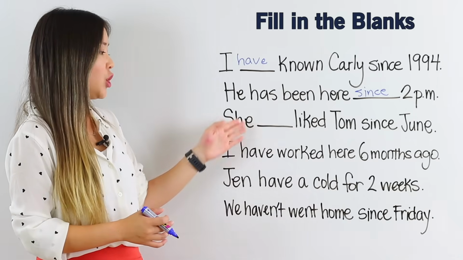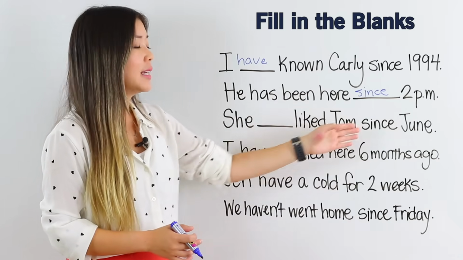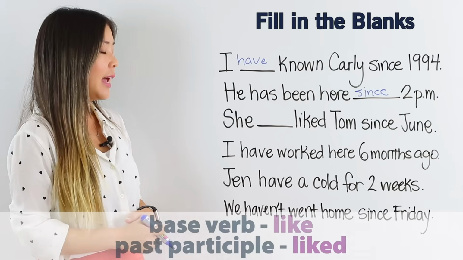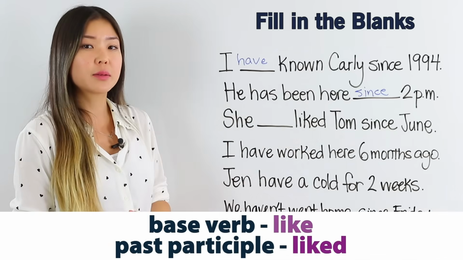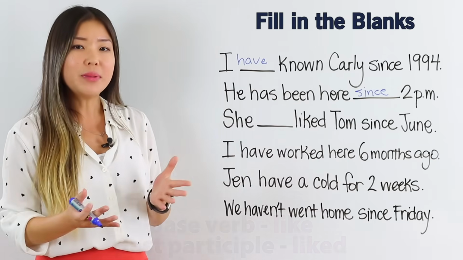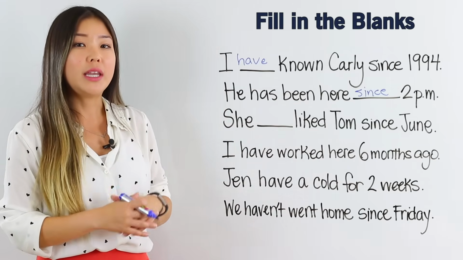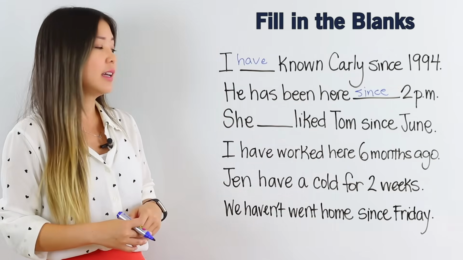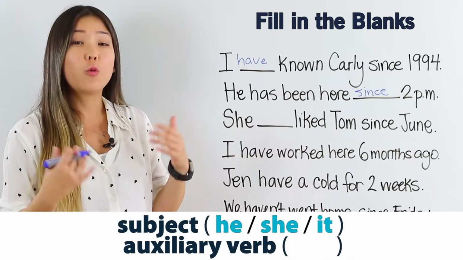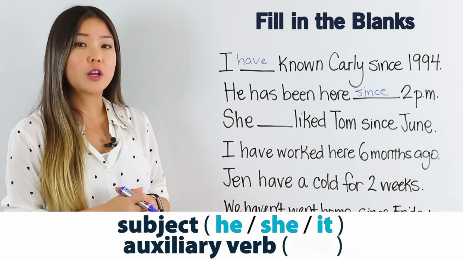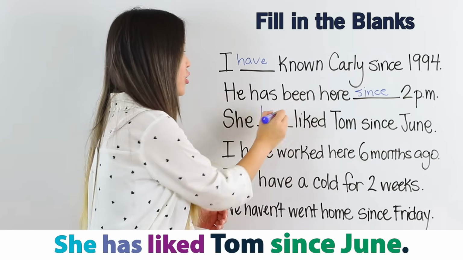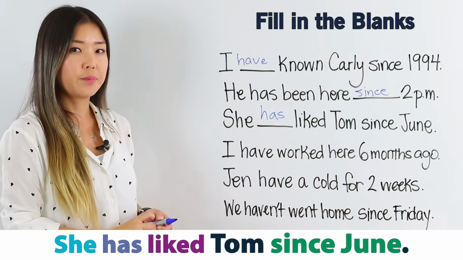Next, it says she blank liked Tom since June. The subject is she, and we have the past participle of the verb like, which is liked. What are we missing? Again, we need have or has. Because the subject is she, can you figure out which one you need? The correct answer is has. She has liked Tom since June.